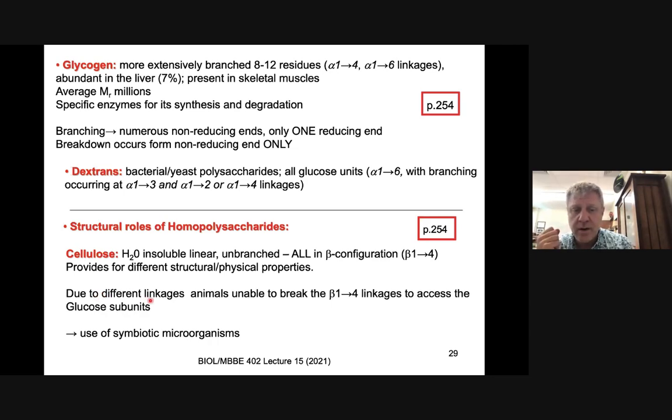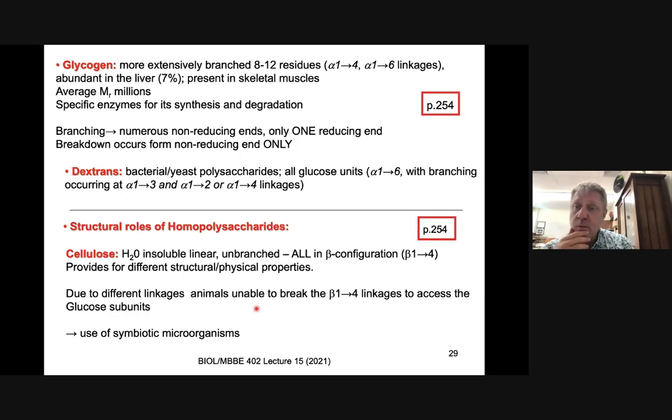So unlike us, we can't consume wood or grass. Sometimes we will actually consume plant material that has a lot of cellulose in it, and that becomes what we call fiber or roughage. We can't digest that, which then allows maximal passage through the GI tract.